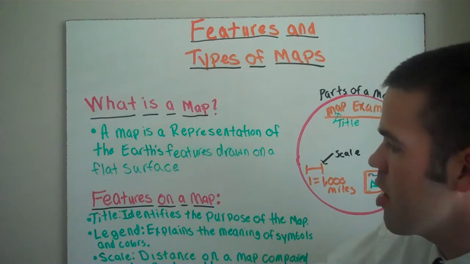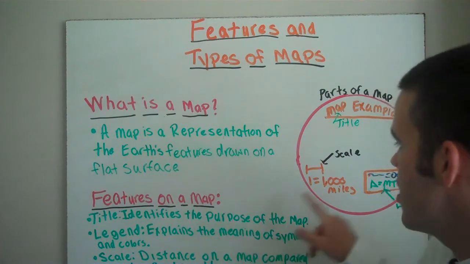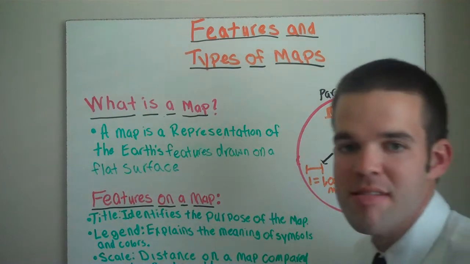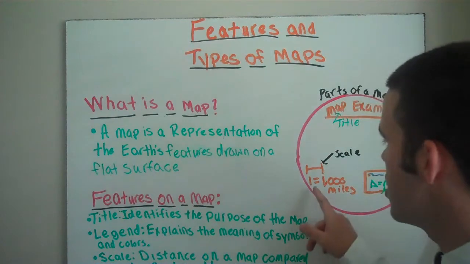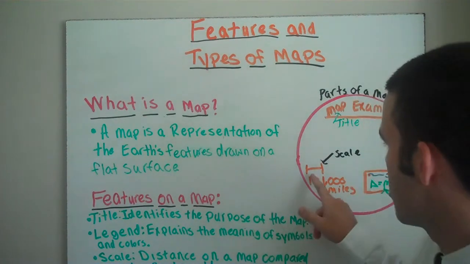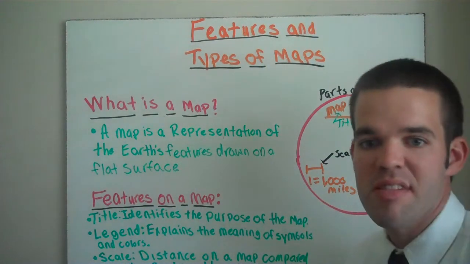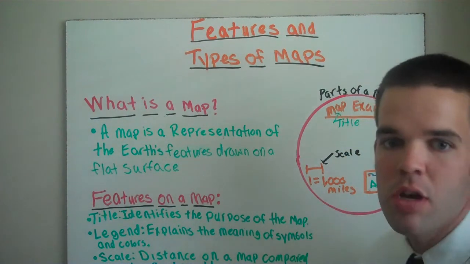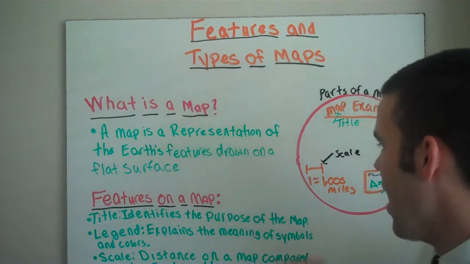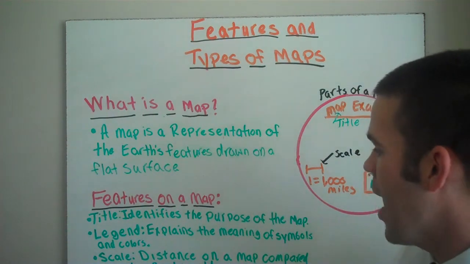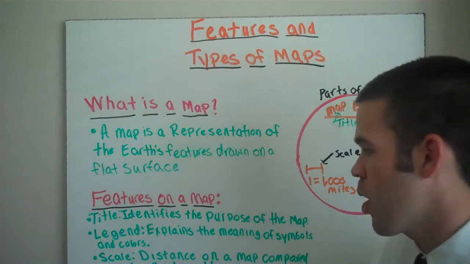The final feature on a map on this board is scale. Scale is the distance on a map compared to the real world. What you would basically have to do for a scale is you would take a bar. The bar is right here. One of these bars would equal 1,000 miles in the real world. So you would have to do some multiplying and some adding to determine how much distance it is on a map compared to the distance in the real world.